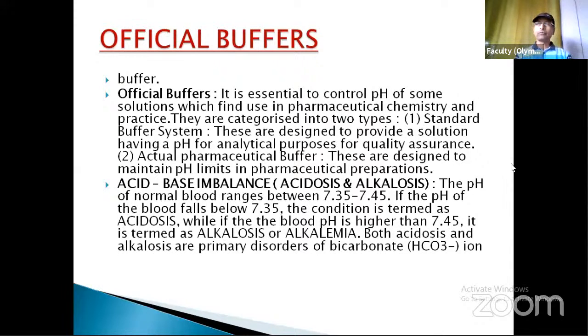And they are of two types. One is the standard buffer system. Another is the actual pharmaceutical buffer. Standard buffer is kept for quality control, quality assurance. We measure the pH of different formulations in comparison with the standard buffer system. Even the pH meter is calibrated with the standard buffer system. That is the purpose of the standard buffer system. They are designed to provide a solution having a pH for analytical purposes. And actual pharmaceutical buffers are prepared and mixed with different formulations to maintain the pH of the pharmaceutical preparations.